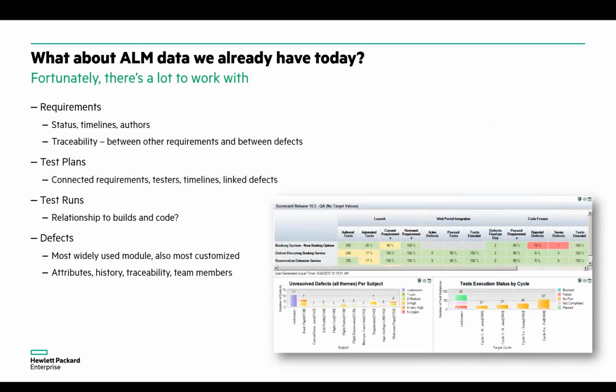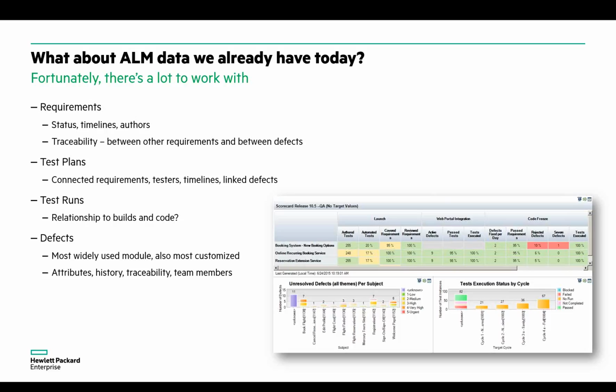So again, some of the ALM data that we've already got today, there's a lot of stuff we've got to work with: requirements, test plans, test runs, defects. And again, the larger the site, we're finding the more insightful some of the predictions can ultimately be. But it doesn't mean if you only have a year or so of project data underneath it that you can't get use out of it. Of course you can. It's just you get varying degrees of correctness on the predictions as you get larger and larger quantities of data and as you're doing larger things.